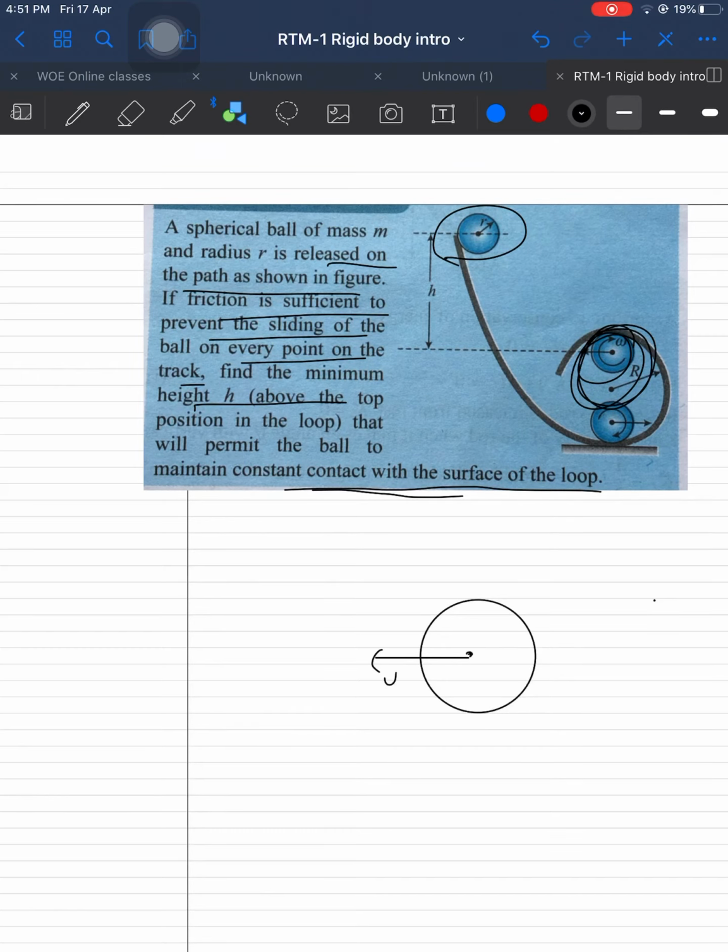There is one more force acting in the downward direction, mg, and the upward force is mv square by radius. What is the radius? Capital R minus small r, because it is a circle. When we consider a circle, we should not think that this is completely r. Capital R minus small r we should consider.